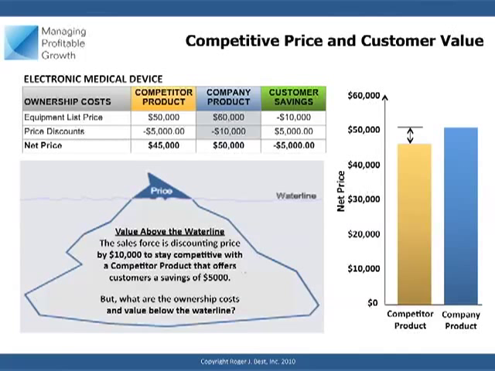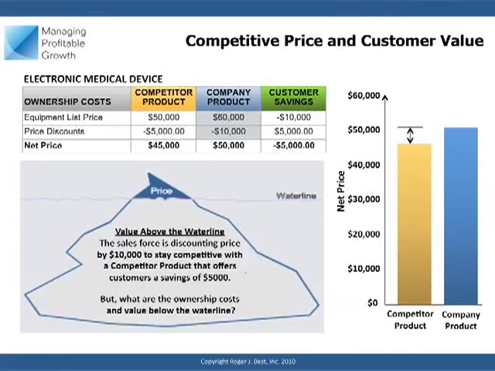To understand this approach to value pricing, let's look at an electronic medical device that's priced at $60,000. The competitive product is priced at $50,000 and discounted to an average selling price of $45,000. The company discounts its product $10,000 to remain competitive, but is under constant pressure to lower their price since it's still $5,000 more expensive.